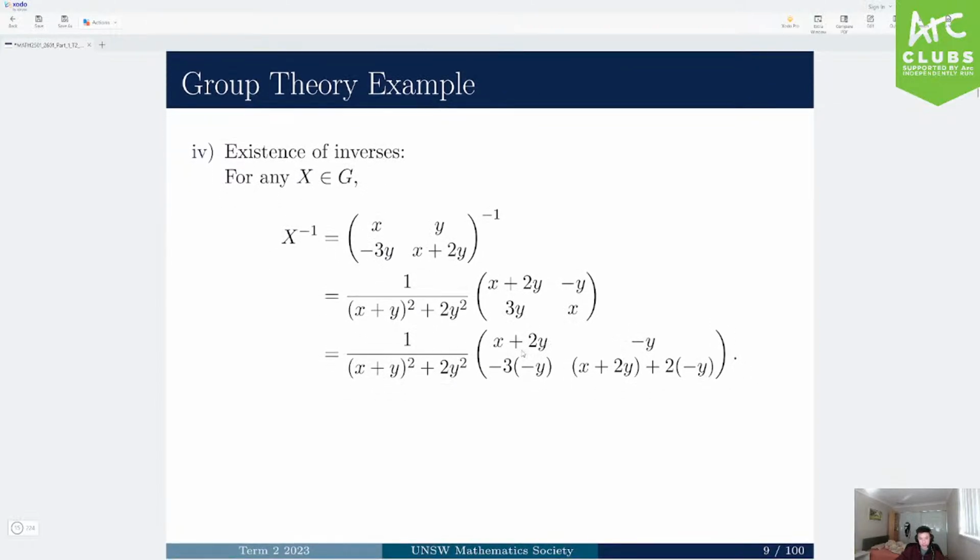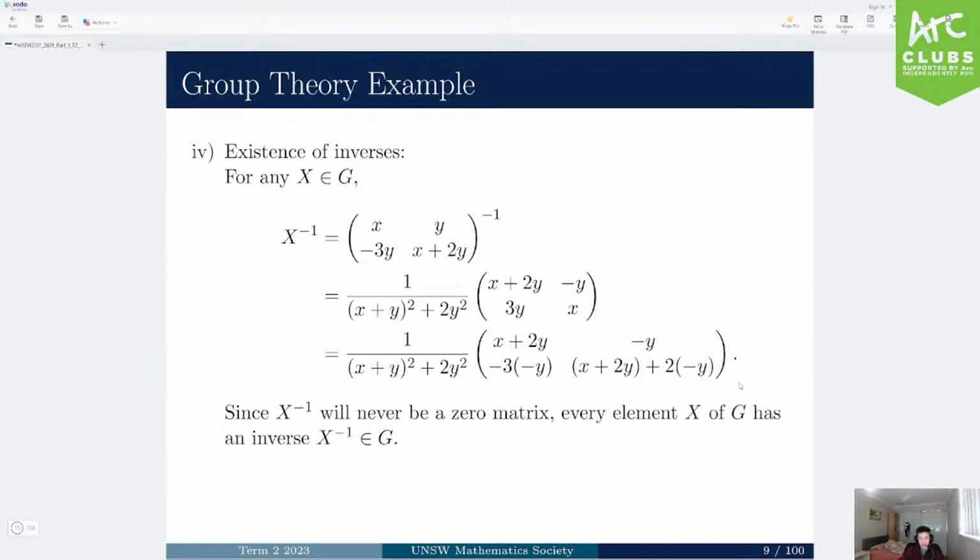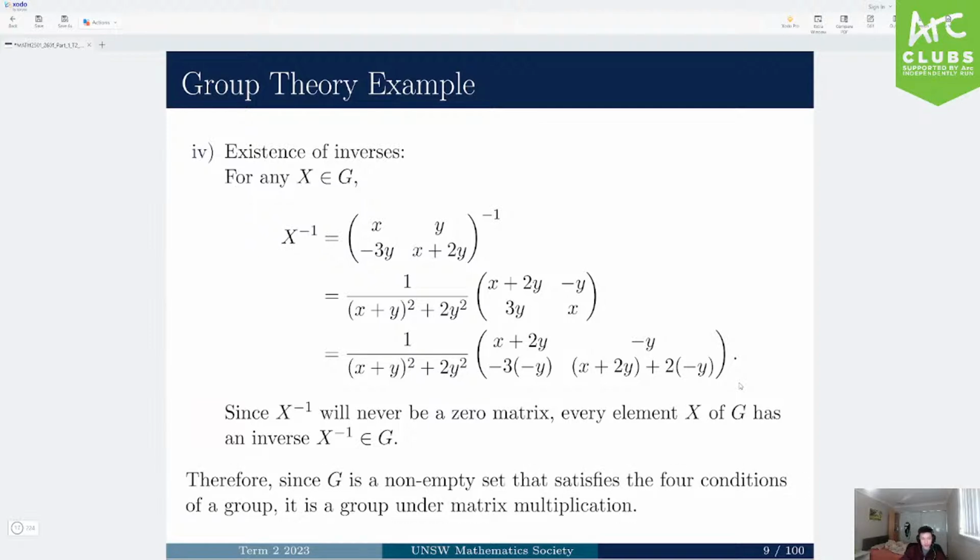this expression here. Again, this is your x, this is your y, this is your minus 3y, and this is your x plus 2y. So we're putting it in the form of the definition of the group there. Again, x inverse is never 0 because it has to have an inverse. Okay, and we've proved that the 4 conditions are true. Therefore, G is a group under matrix multiplication.